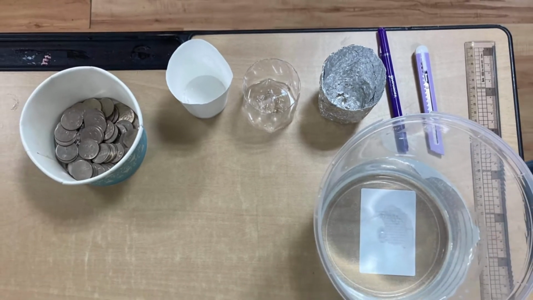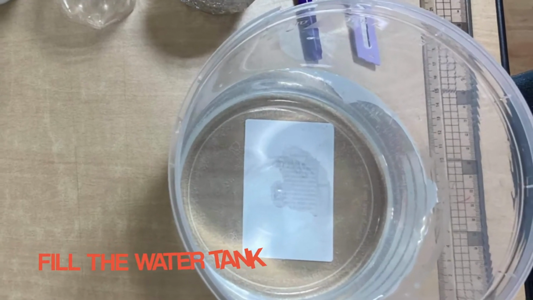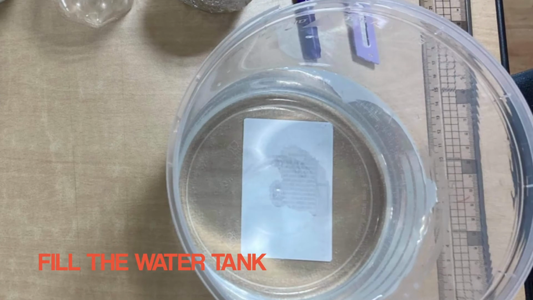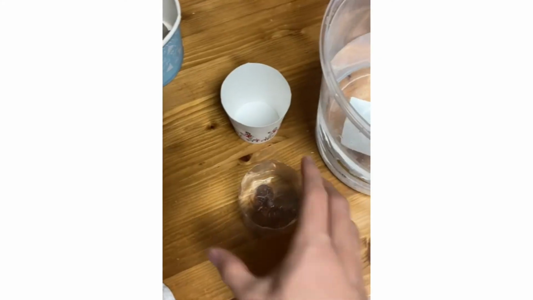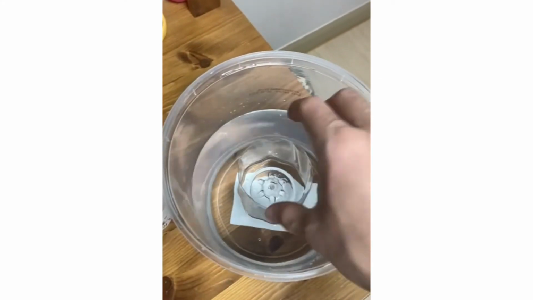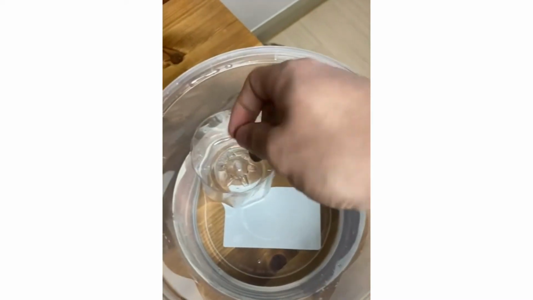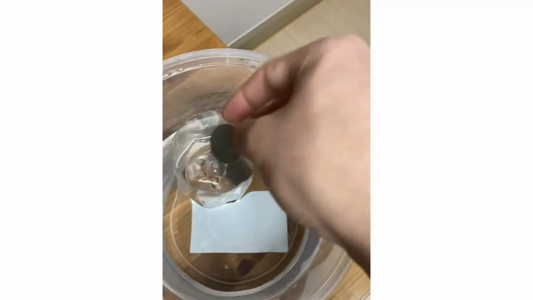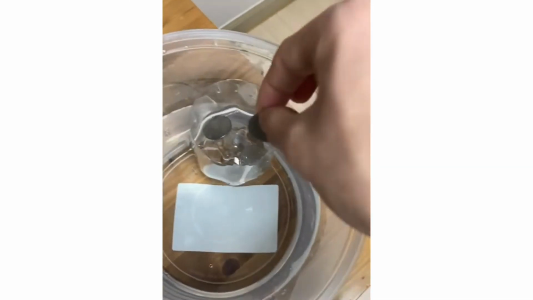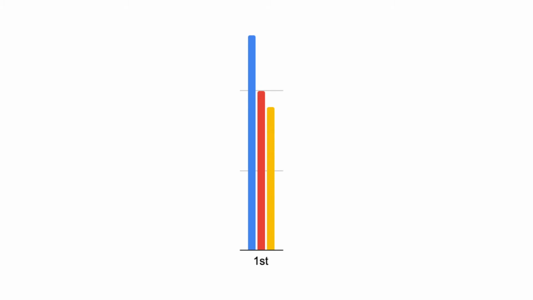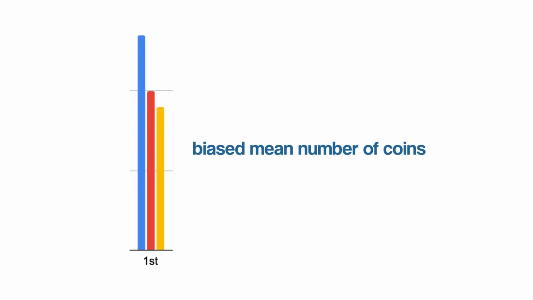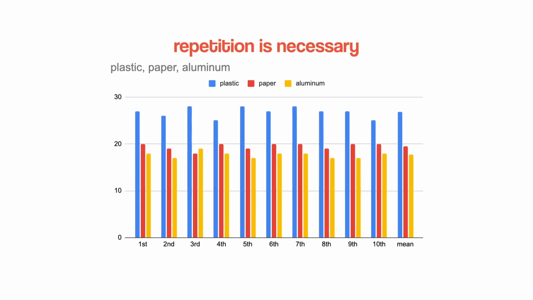After we measure the radius and the height of each container, we are going to fill the water tank with water. We are going to put one of our containers in, and then one by one we are going to stack the coins into each container and check how many coins the container could uphold. We're going to repeat the trial 10 times since we need to get a correct mean number. Having an experiment only once could lead to a biased mean number of coins that containers could uphold, so repetition is necessary. And finally, we are going to record the result.